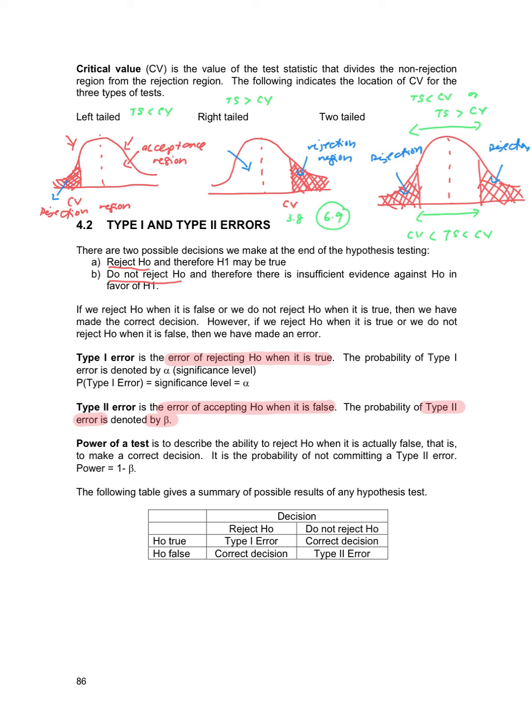And then another term, power of a test, is to describe the ability to reject H0 when it is actually false. That is to make a correct decision. The probability of not committing type 2 error. Power of test pula adalah probability of not committing type 2 error. So it is denoted by 1 minus beta.